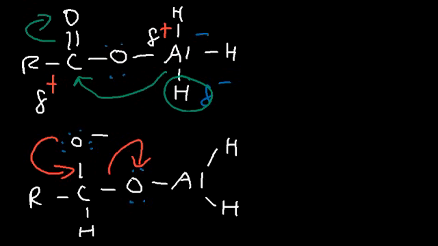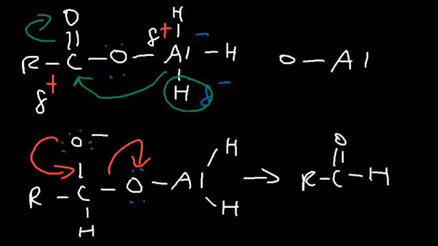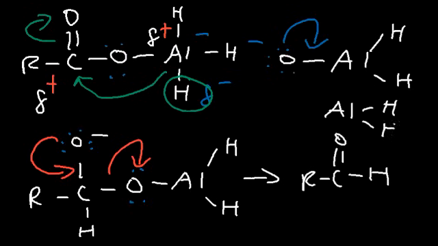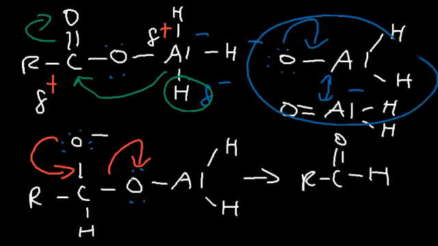Now let's focus on what we have after this step. So we have an aldehyde, and we have a side product that looks like this. Now this oxygen can donate a pair of electrons, forming a resonance structure. So the negative charge is shared between the oxygen and the aluminum atom. But we don't have to worry about this part anymore. Let's focus on the aldehyde.